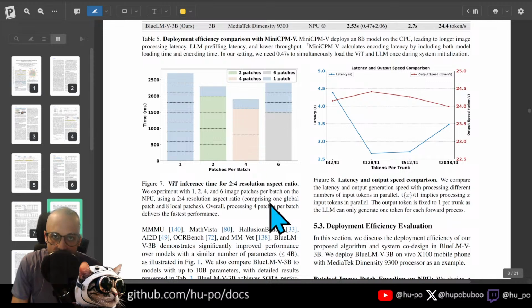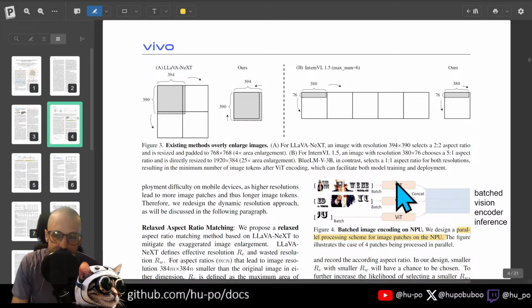Patches per batch. We experiment with 1, 2, 4, and 6 image patches per batch on the NPU. Processing 4 patches per batch delivers the fastest performance. So if you're going to push these image patches through this ViT, rather than doing it sequentially, you push them all in one batch, right? That's the whole reason GPUs became so good, because you could do many of these operations in parallel in a batch.